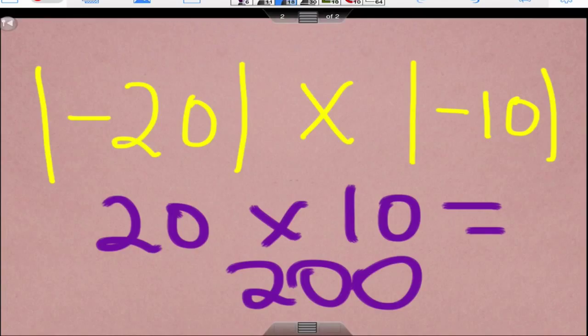Okay, just know that the absolute value really is just how far it's away from 0. So if you see negative 20 for absolute value, just think 20. If you see a regular 20 absolute value, just again, think 20.